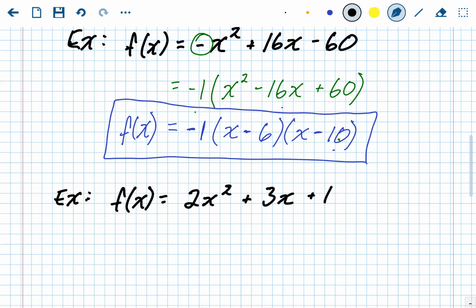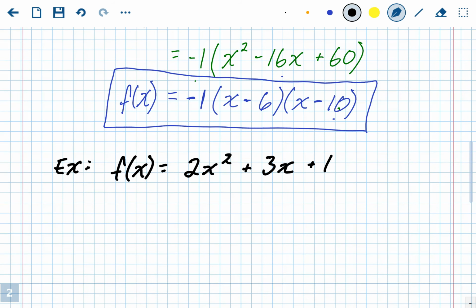Okay. Again, first step is always look for a GCF, but there isn't one. So we can't factor this product sum because there's a number in front. So you have to use the guess check method or the brute force. This one's not that bad because 2x squared is prime and 1 is prime.